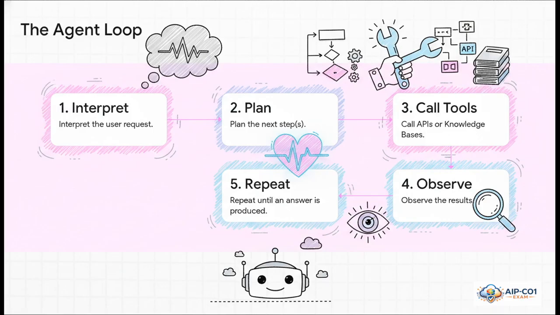It starts by trying to understand what you want. Then it makes a plan. It calls its tools, APIs, to actually take action in the real world. It looks at the results of that action, and then it does it all over again, repeating that cycle until the task is complete. That loop is what makes it a real agent, not just a Q&A bot.